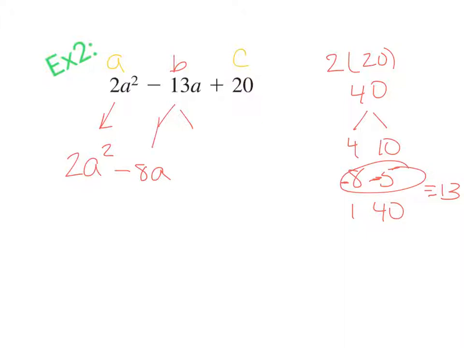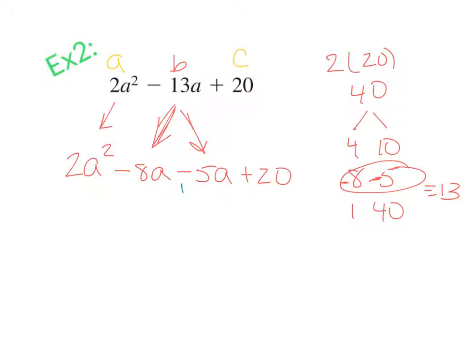So this got split up into negative 8a, and now I'm going to put the negative 5a here plus 20. So I hope you guys are realizing that when I split 13 up, it's okay because I'm doing the 2 times 20, getting those factors, and making sure they add to 13. And I am also trying to be mindful of splitting that up so that this side will have a GCF and this side will have a GCF so I can proceed with factor by grouping.